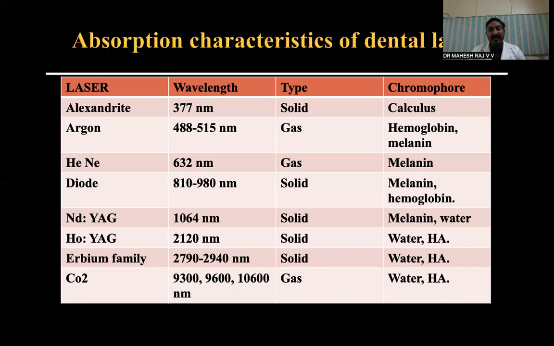So these are the different types of lasers and their wavelengths. Excimer is around 377 nanometers, a solid type of laser. Argon is 488 to 515 nanometers. Helium neon is 630 nanometers. Diode laser is 810 to 980 nanometers. Neodymium YAG is 1064 nanometers. Holmium YAG is around 2120 nanometers. The erbium family is around 2780 to 2940 nanometers. Carbon dioxide lasers have wavelengths of 9300, 9600, and 10600 nanometers.